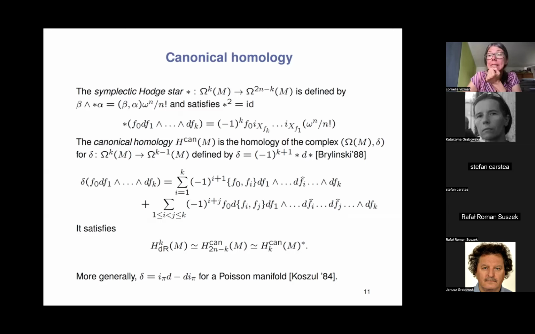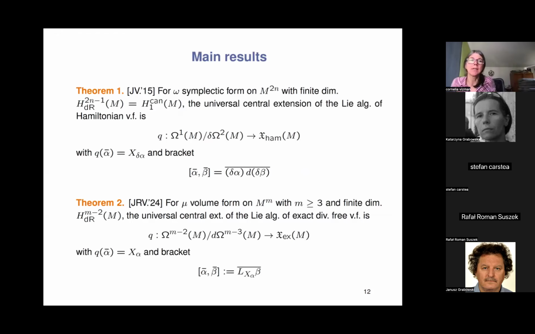This appears in Brylinski's paper of 88, and again on these special k-forms we see the bracket between the functions. The Poisson bracket appears in the formulas. What is important for us is its relation with the de Rham cohomology. The dual of the canonical homology is the de Rham cohomology. And these are the main results.